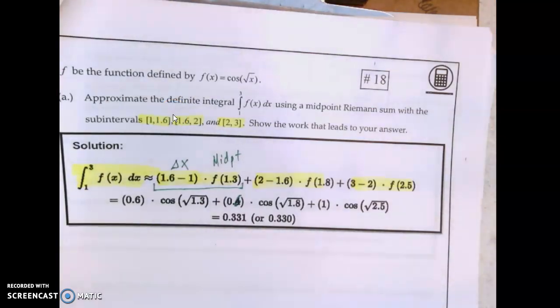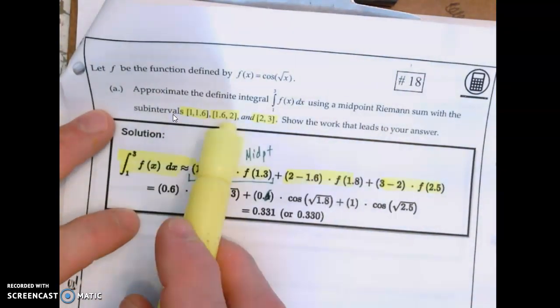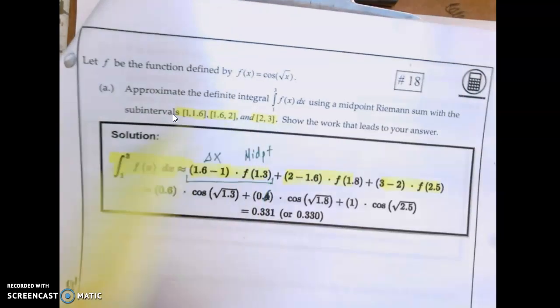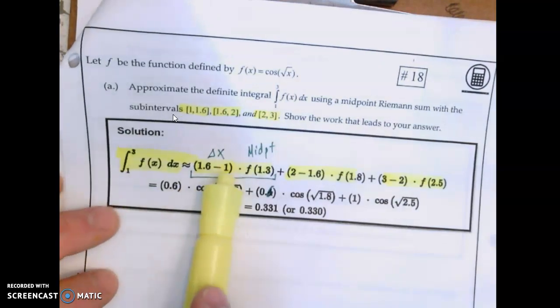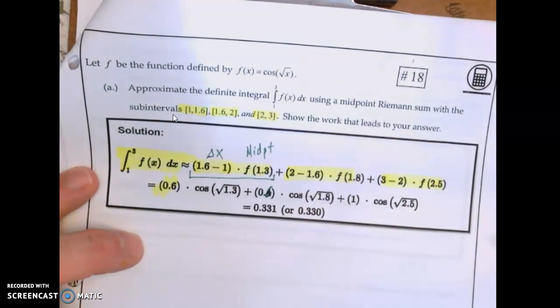Okay, so number 18 asks us to approximate the definite integral from 1 to 3 using the midpoint Riemann sum, and it gives us three subintervals: 1 to 1.6, 1.6 to 2, and 2 to 3. So those are going to give us our delta x. The first delta x is 1.6 minus 1, which gives us 0.6.